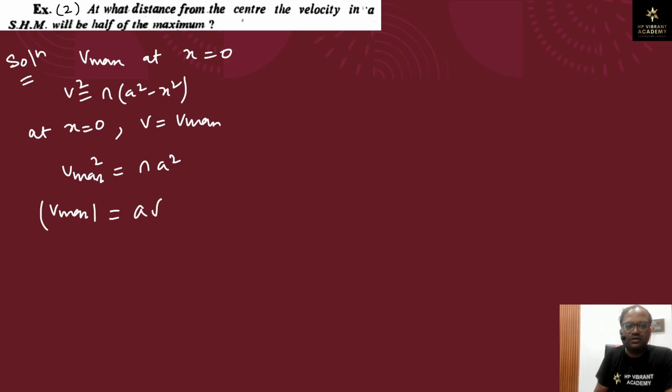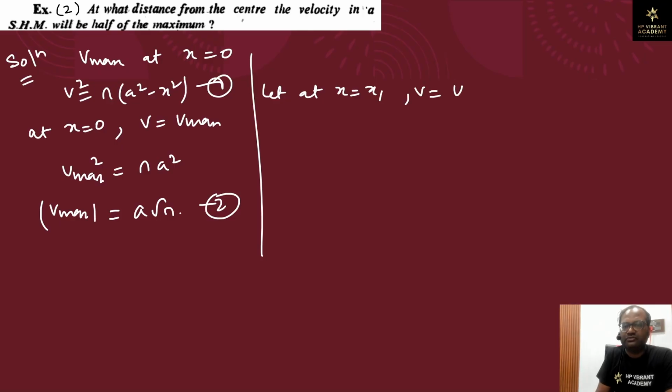Let us discuss question number 2. At what distance from the center the velocity in SHM is half of the maximum value? We have v max at x is equal to 0. We have the expression v square is equal to mu (a square minus x square). At x is equal to 0, v is equal to v max, so v max square is equal to mu a square. From here, v max is equal to a root under mu.